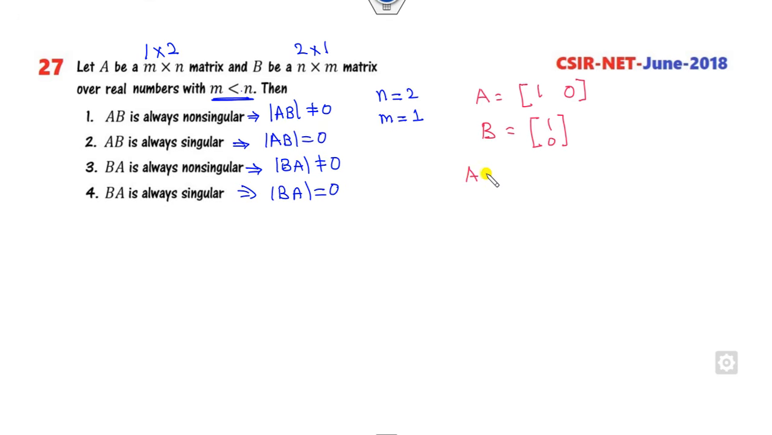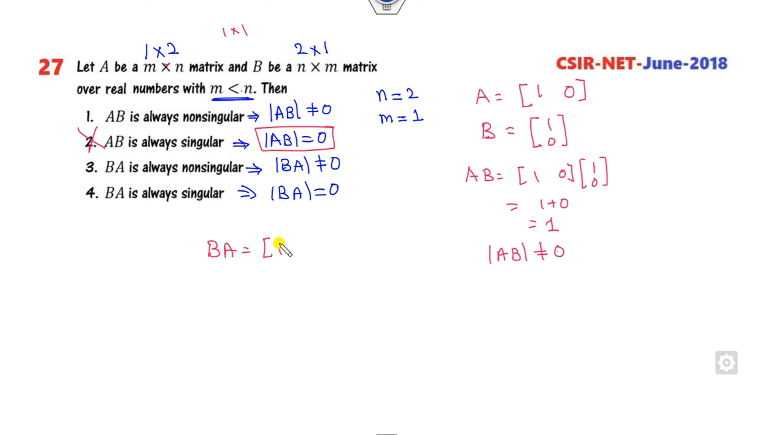Now you can check about the AB. What is the AB? 1 0, 1 0. So AB will be my 1 cross 1. If you multiply them, 1 plus 0 is 1. So what is that? Determinant of them is non-zero. But he said it's a 0. So this option is cancelled. We can check also for the BA.